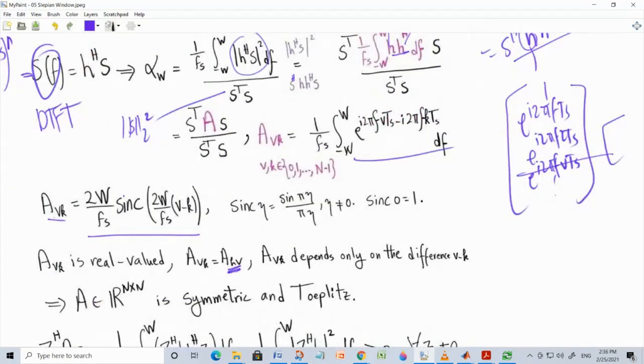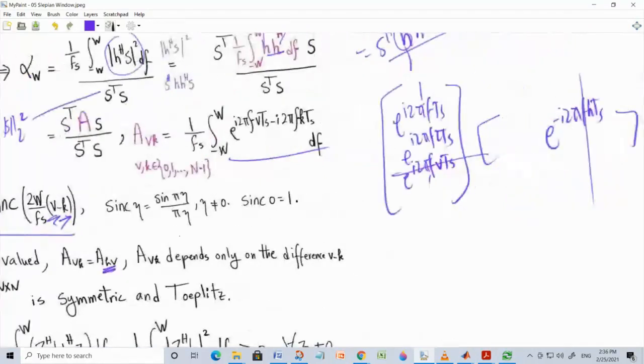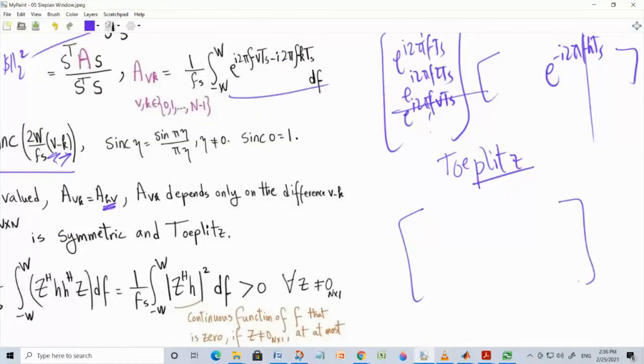But there is something else. AVK depends on V minus K, on this difference. So this matrix is a Toeplitz matrix. Okay, so a Toeplitz matrix is a matrix, right? You may have seen it before, but if not, basically on the main diagonal you have the same element, A. Those are the elements whose indices differ by 0, and then here we have B, and then C. Got what I mean?